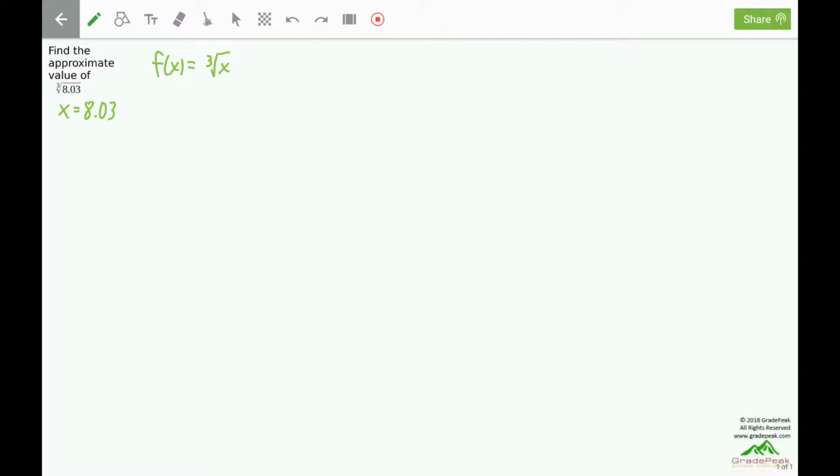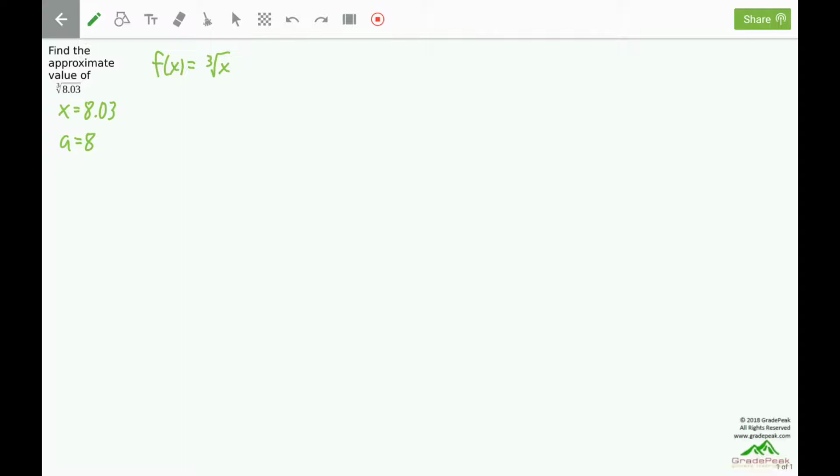The third thing to do is identify a value near x of 8.03 and name it a. And the value will be something that can be evaluated easily in the function, which is the cubed root of x. So we want a perfect cube here that is near 8.03. 8 will definitely be the good choice. So a will be 8.